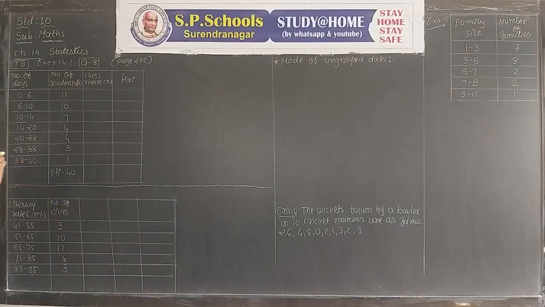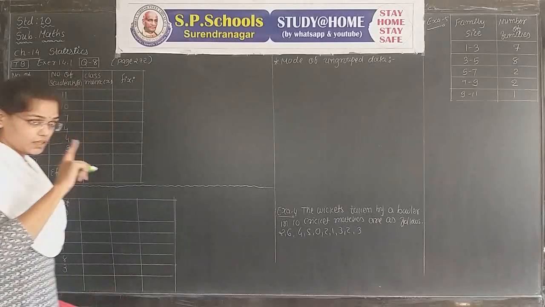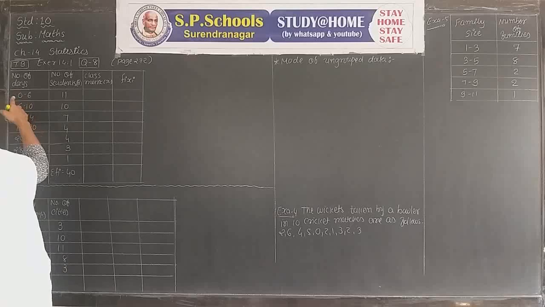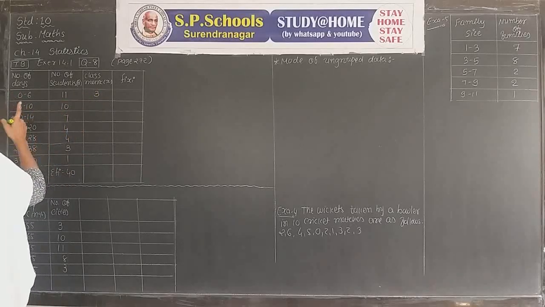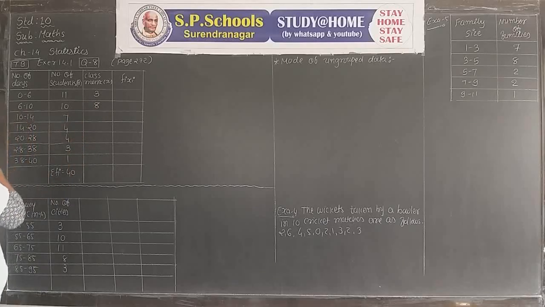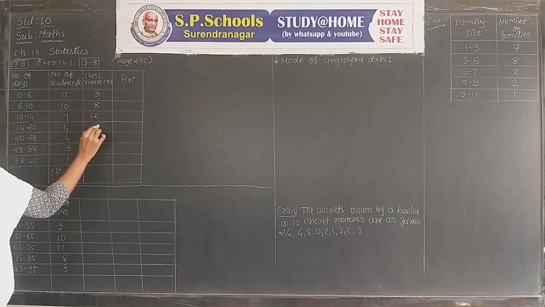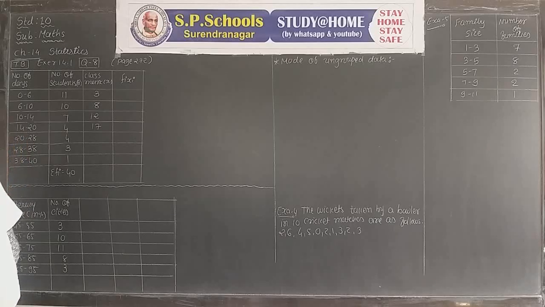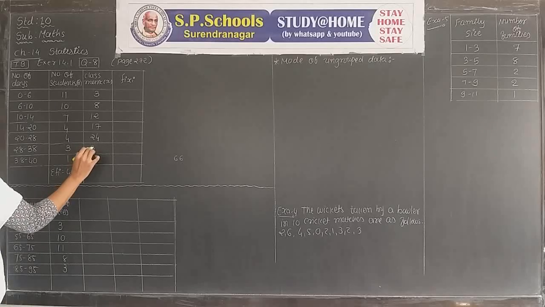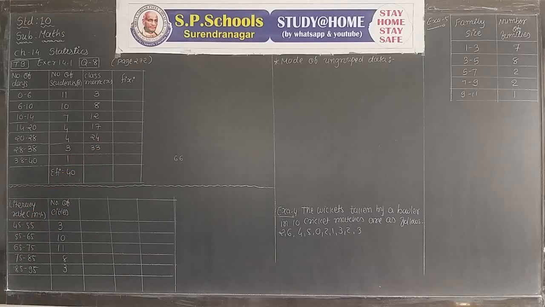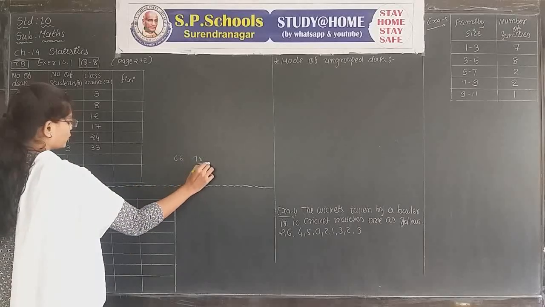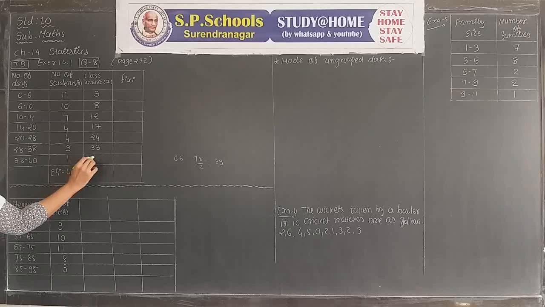Find Xi. Here Xi is not a single value; in each and every class interval we need to find Xi. 0 plus 6 divided by 2 gives 3. 6 plus 10, 16 divided by 2, 8. 10 plus 14, 24 divided by 2, 12. 14 plus 20, 34 divided by 2, 17. 20 plus 28 gives us 24. 28 plus 38, 66 divided by 2 gives 33. 38 plus 40, 78 divided by 2, 39. The class mark Xi is obtained here.